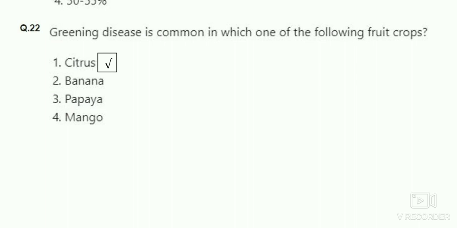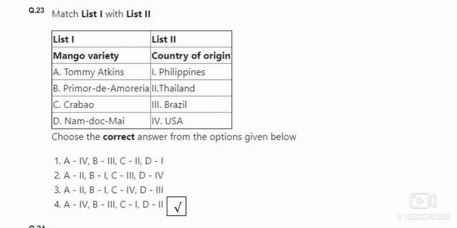There is one list, see it. It's very interesting, friends. These questions you will get only in the mango book written by Leads, and I will share the details in the group, don't worry about that. Tommy Atkins, the right answer is USA. And then Carabao is very important from the Philippines. So friends, just go through this.